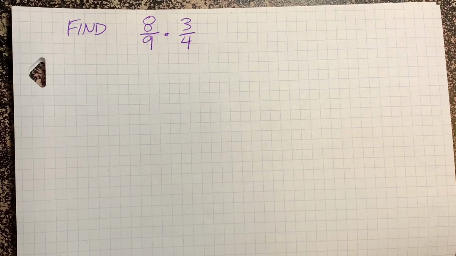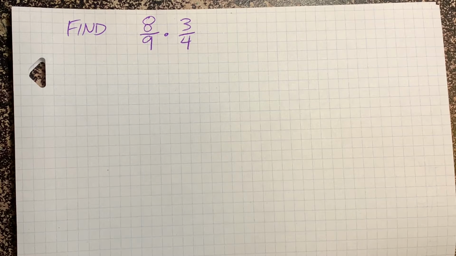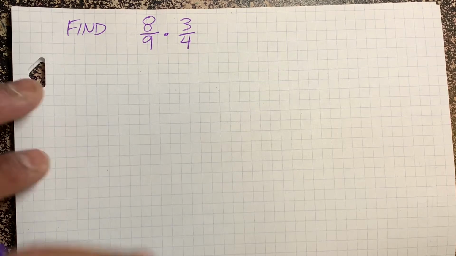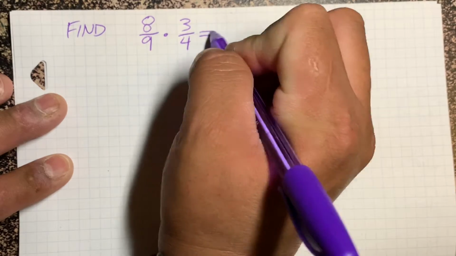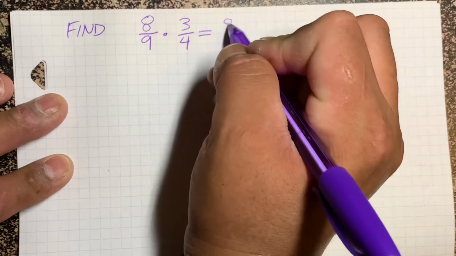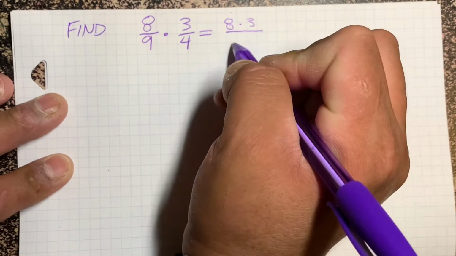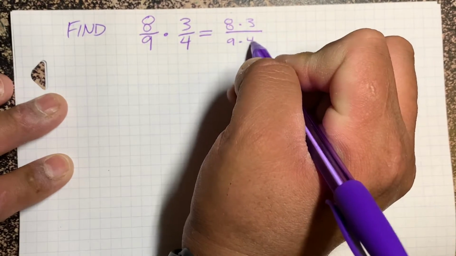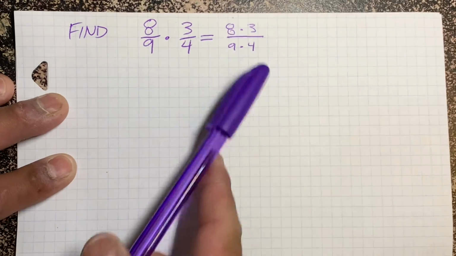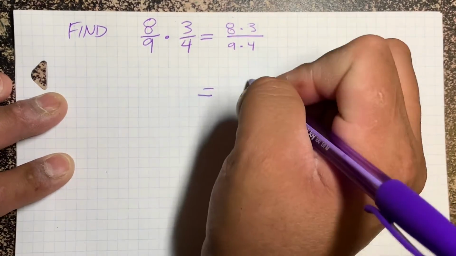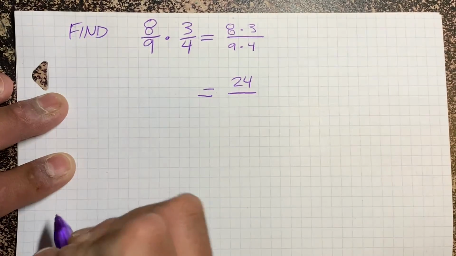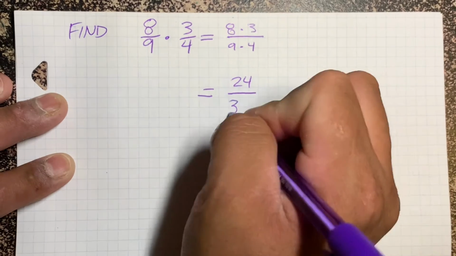Okay, so for our first example, we're going to multiply fractions. We have the fraction 8/9, and we're going to multiply that by 3/4. Now, the cool thing with multiplying fractions is that anytime you multiply or divide fractions, you don't have to worry about the denominators being the same. So all we're going to do is multiply our numerators, 8 and 3, and multiply our denominators, 9 times 4. 8 times 3 will equal 24, and 9 times 4 equals 36.